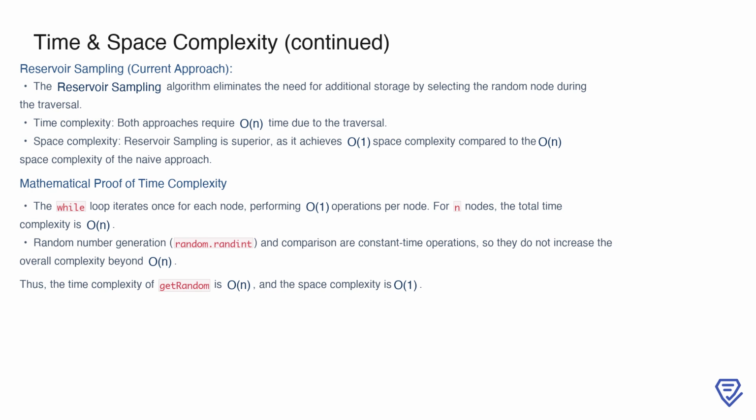To further solidify this, the mathematical proof confirms that the while loop in the getRandom method iterates once for each node and performs constant time operations per node, such as random number generation and comparison. Thus, for n nodes, the total time complexity is n. Since no additional data structures are used, the space complexity remains 1. This makes the reservoir sampling algorithm both time-efficient and space-efficient for this problem.